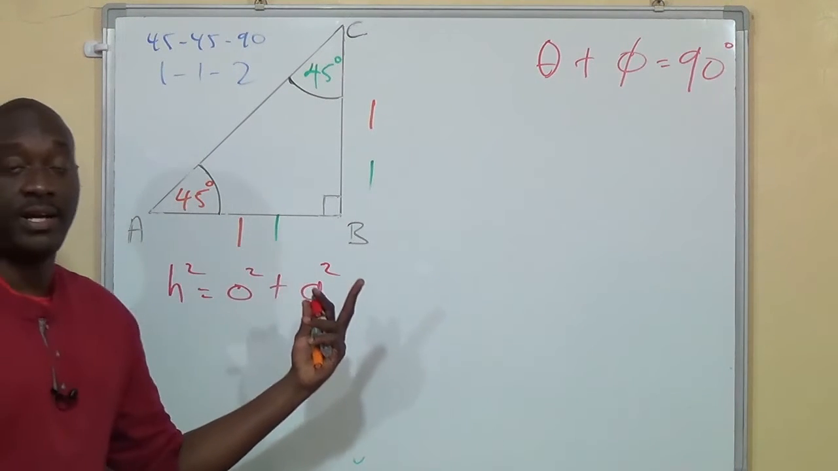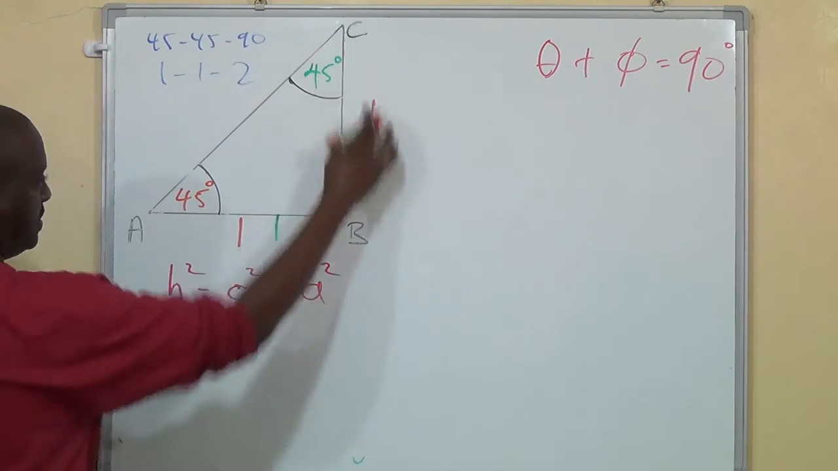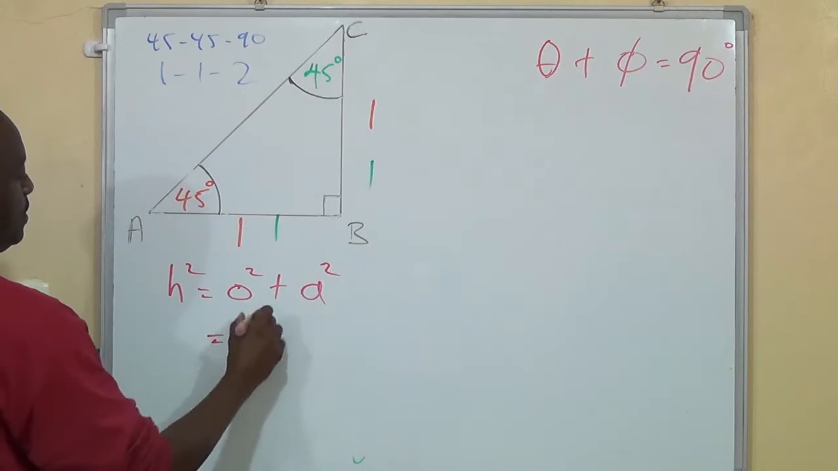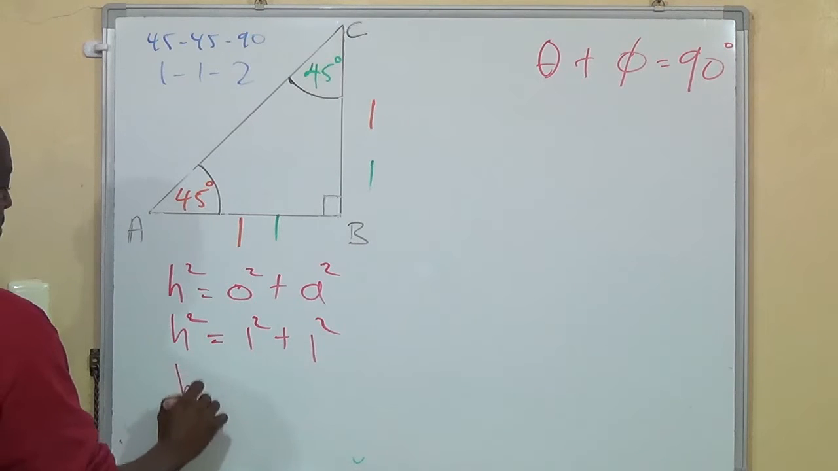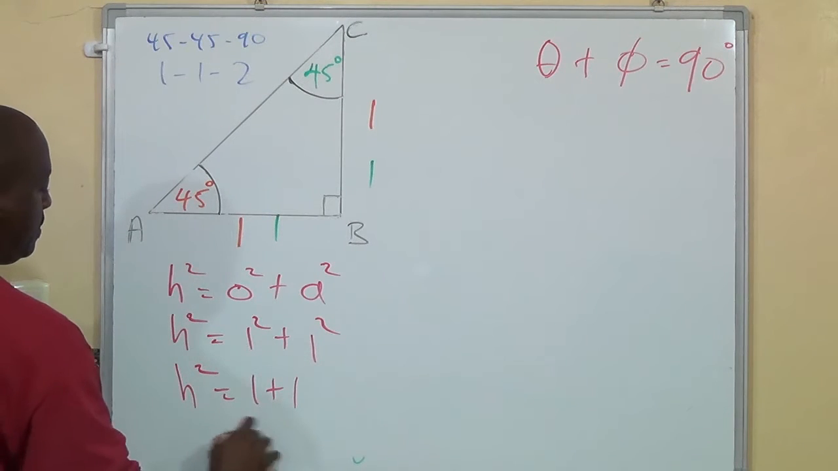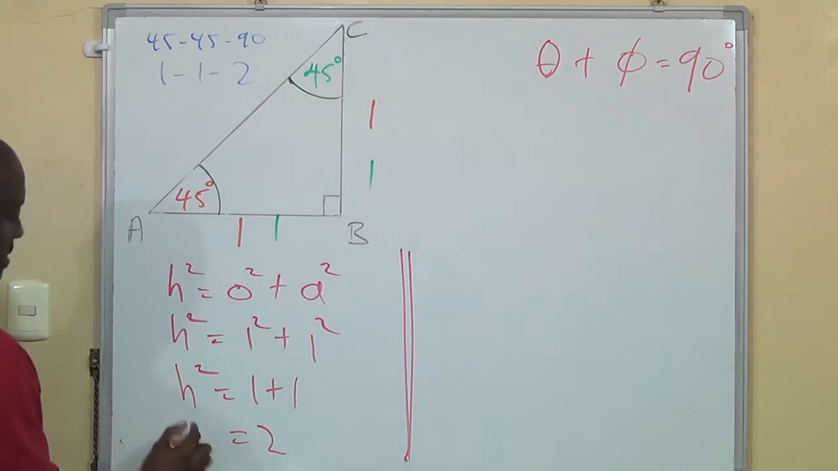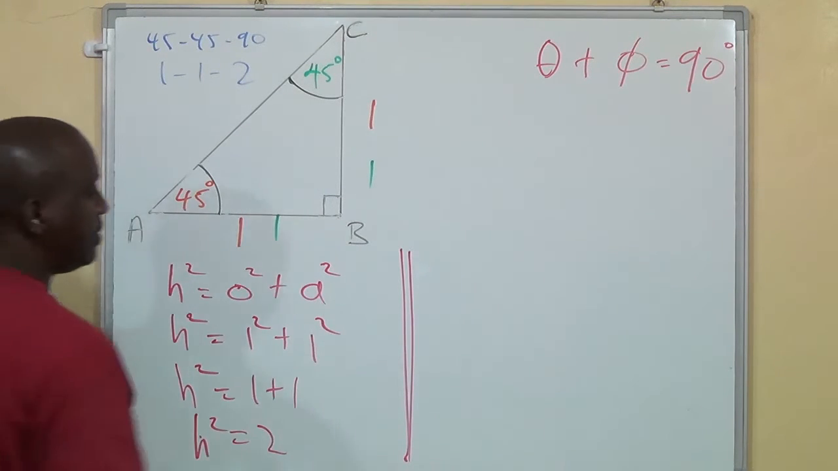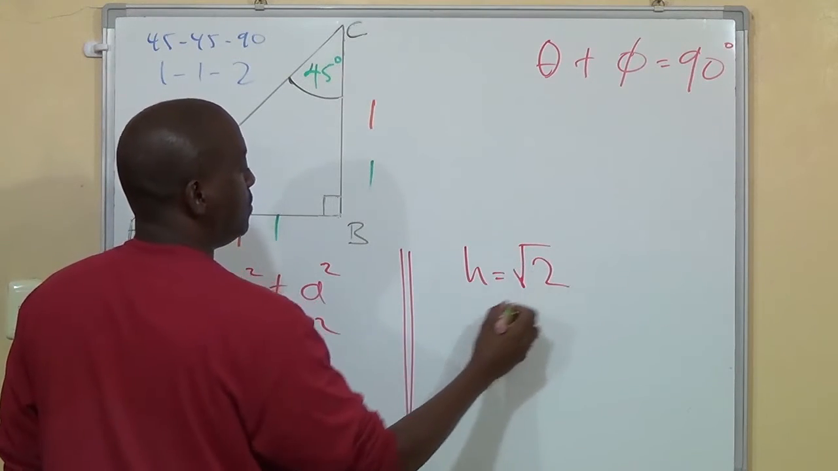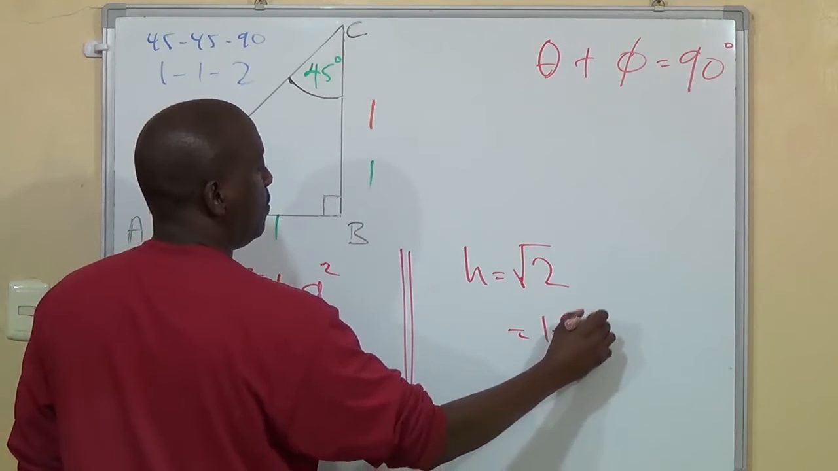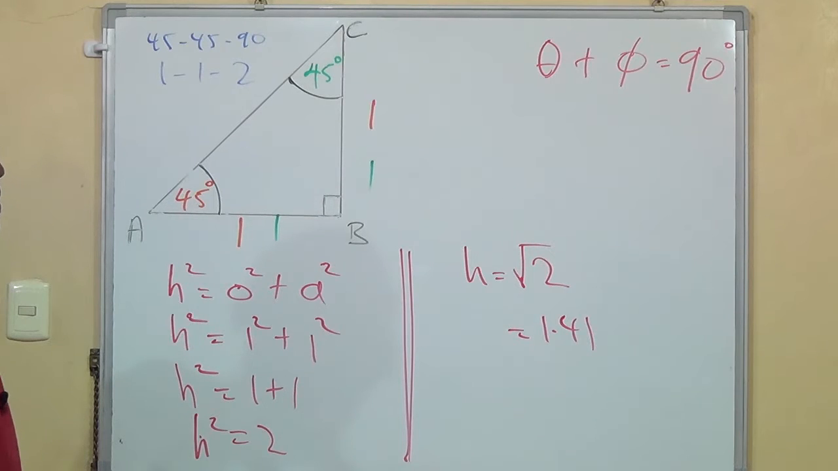Whichever 45-degree angle you choose to use wouldn't matter, because in this case these two sides are equal. It means that 1 squared plus 1 squared is equal to h squared. So h squared is equal to 1 plus 1, which is 2. Therefore, if h squared is equal to 2, then h is equal to the square root of 2, which is equal to 1.41 to 3 significant figures. Good? 1.41 something something something.